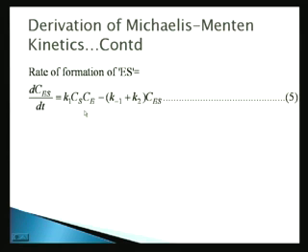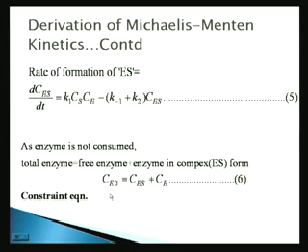Free E and combined state ES. Absolutely. So the free enzyme and the enzyme in the complex form. So if you look at this, look at equation 6. C_E0 is the total amount of enzyme present before the reaction starts. That equals the amount of free enzyme and the enzyme in complex form.